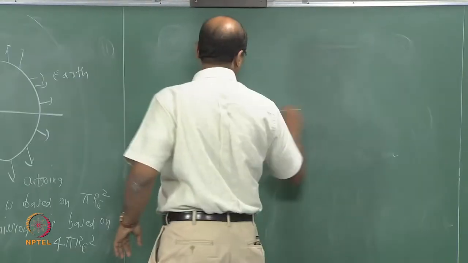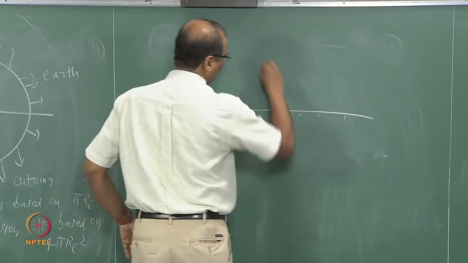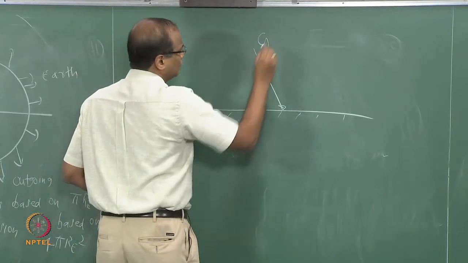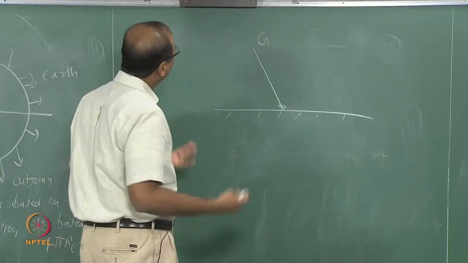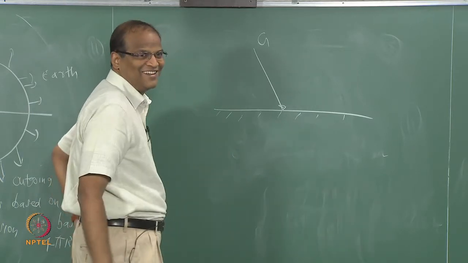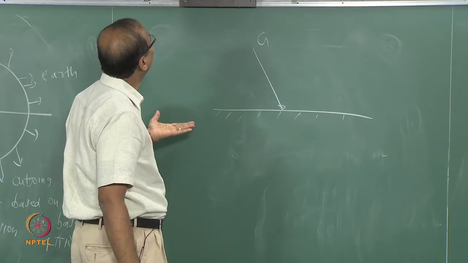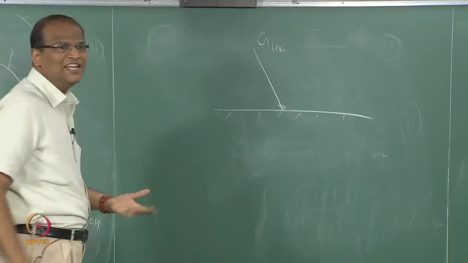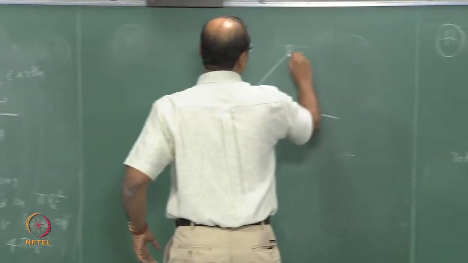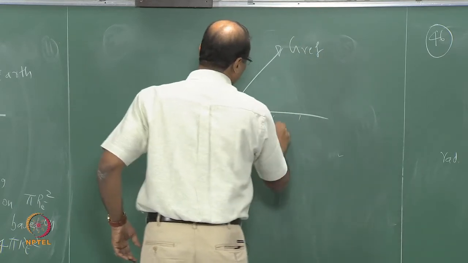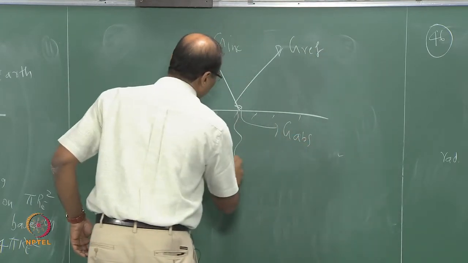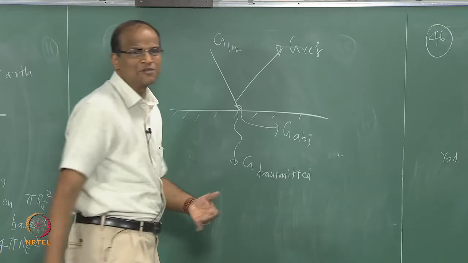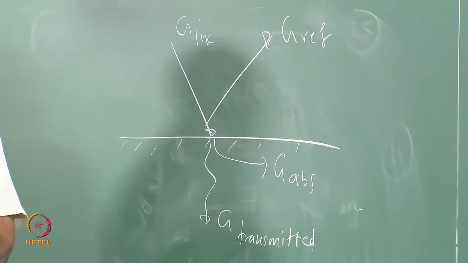Okay, hang on. So if radiation is falling on the surface, not only radiation which is falling, okay. So G incident, what can happen to this radiation if it falls on the surface? This can be reflected, okay, this can be absorbed or this can be transmitted. There is no chance of transmission from the earth. If it is glass, it is possible, okay.